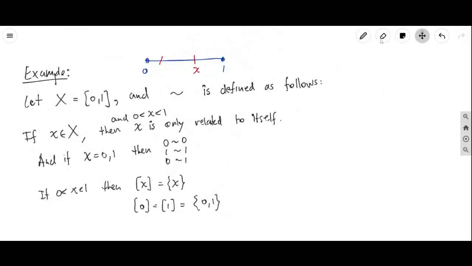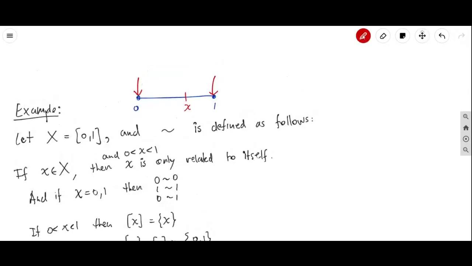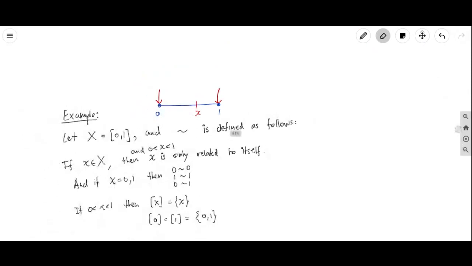So the idea is that if you're choosing something between 0 and 1, you only make it related to itself. Only to itself. So the equivalence class of x is just itself. That's the only element it's related to. But at the endpoints, you treat these as being the same. So this one and this one are made the same.